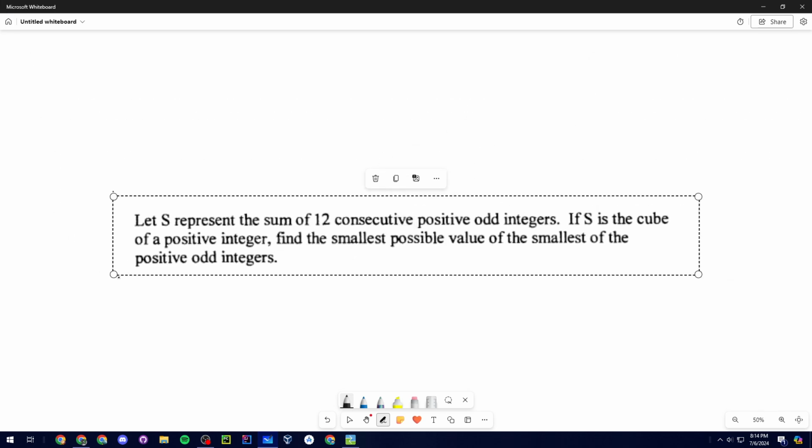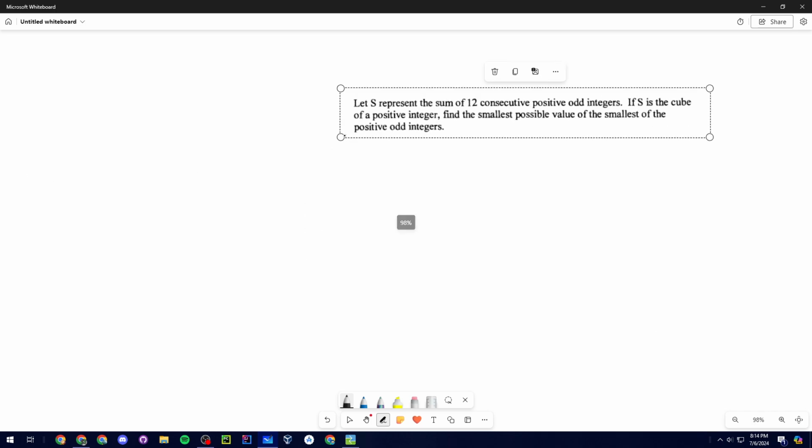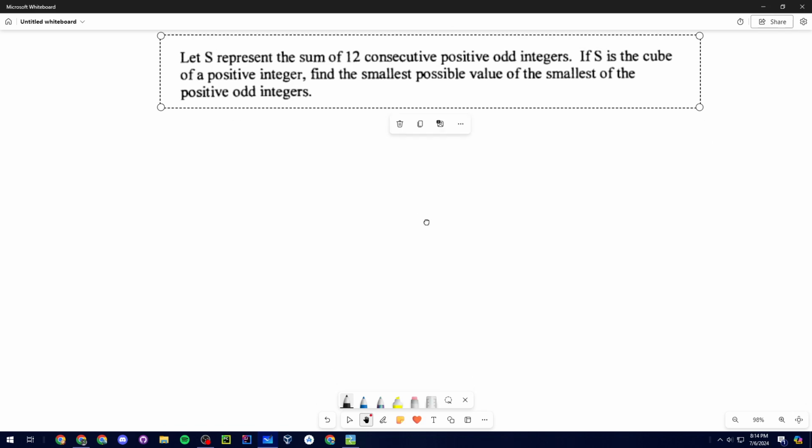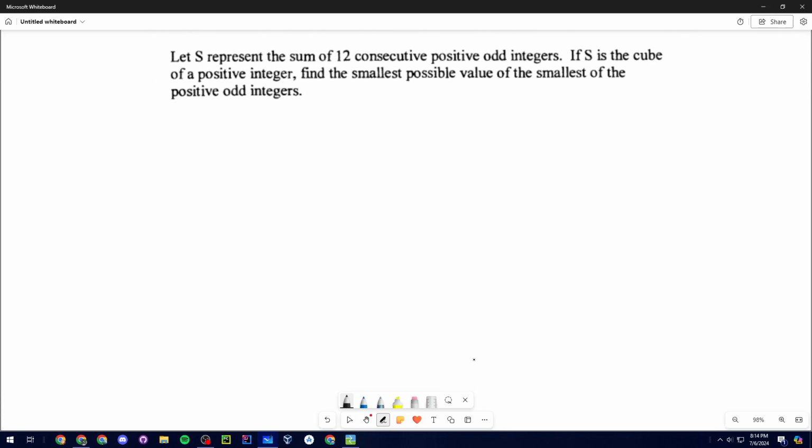All right, let S represent the sum of 12. Okay, so this is a series problem. If S is the cube of a positive integer, find the smallest value of the smallest of the positive odd integers.